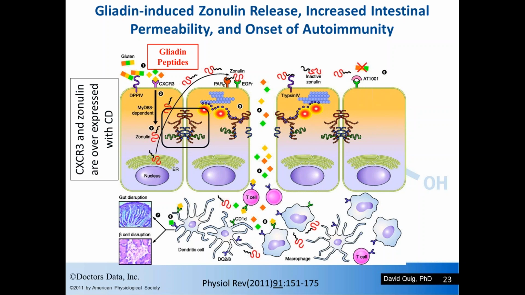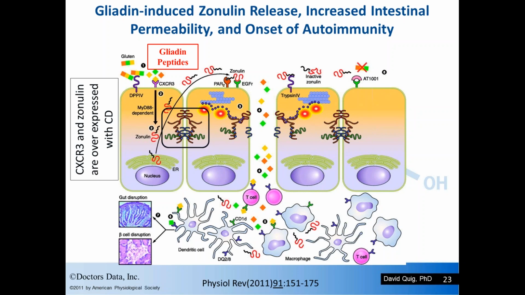Now, the gliadin-induced zonulin pathway and the associated increased permeability, this whole pathway has been very elegantly delineated by Dr. Fasano and his group. And the story goes something like this. A trigger, gliadin peptides, bind to a chemokine receptor called CXCR3.